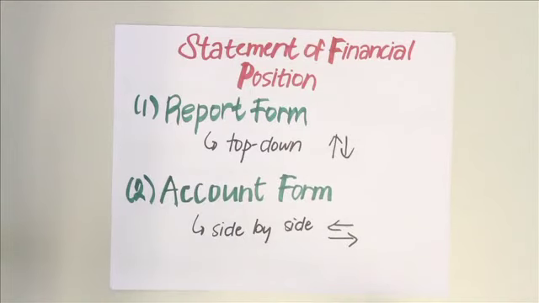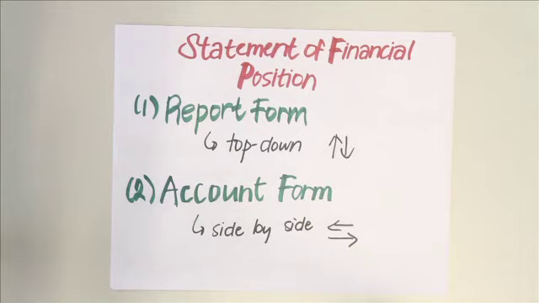There are two main formats used in presenting the statement of financial position, namely the report form and the account form. All the contents are the same. The only difference would be the way they are positioned on the paper. So in the report form, assets are presented on the top section, while liabilities and equity are presented on the bottom section. In the account form, assets are presented on the left side, while the total liabilities and owner's equity are presented on the right side.